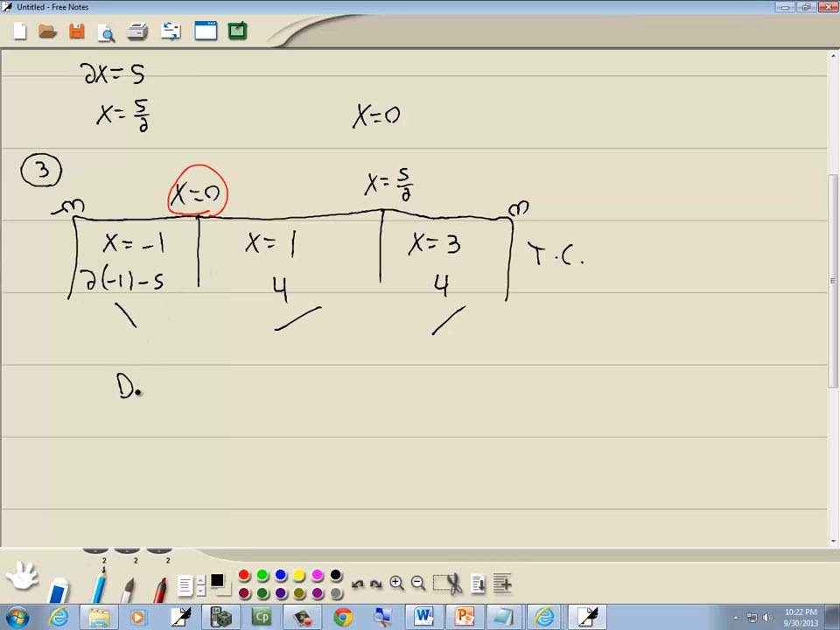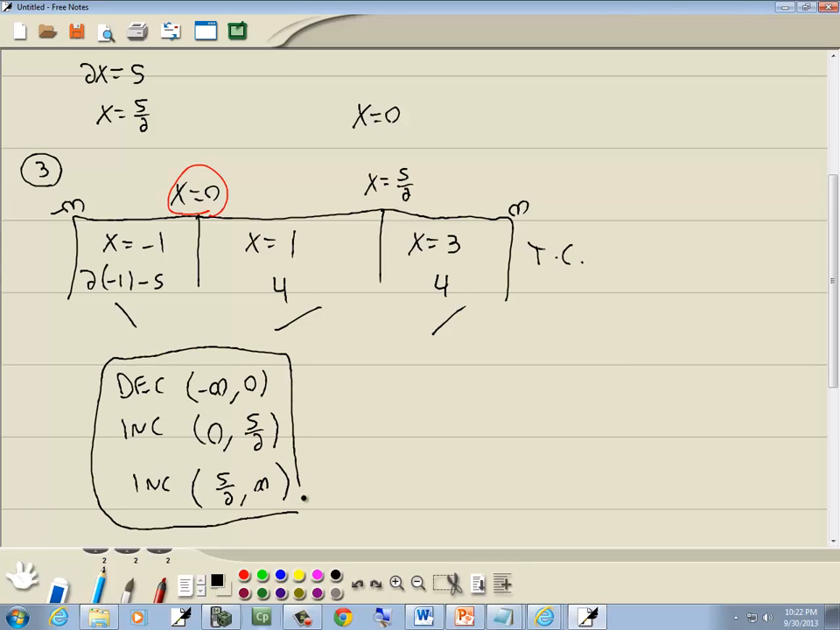So this is decreasing from negative infinity to 0. Then it's increasing from 0 to 5/2, and then it's increasing from 5/2 to positive infinity. Or you could write increasing from 0 to infinity. And those would be your answers.